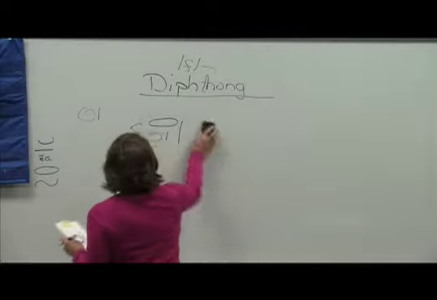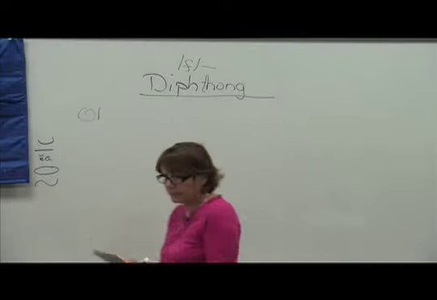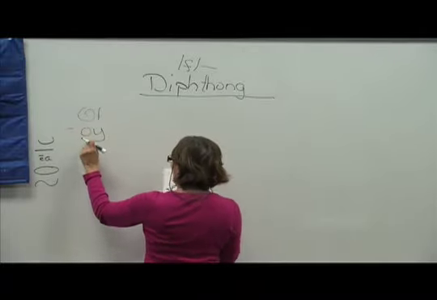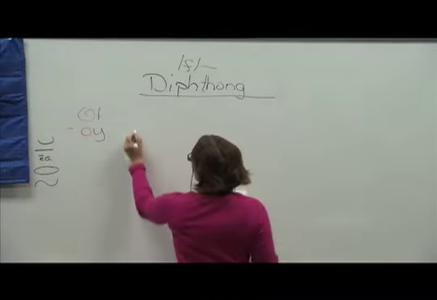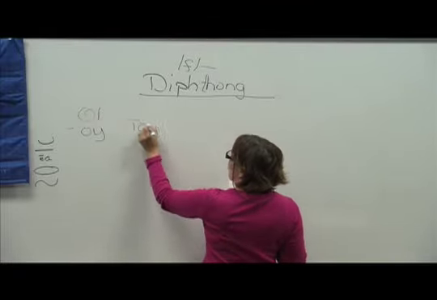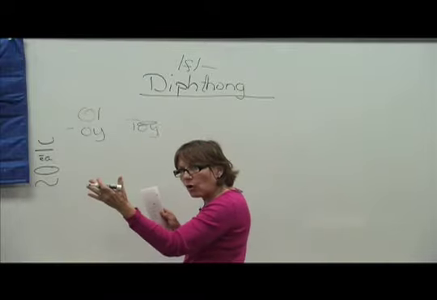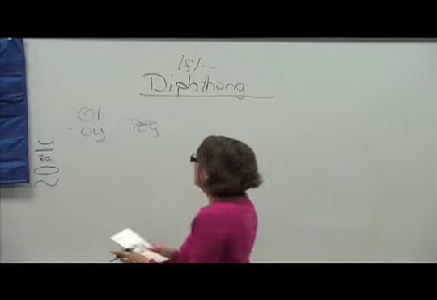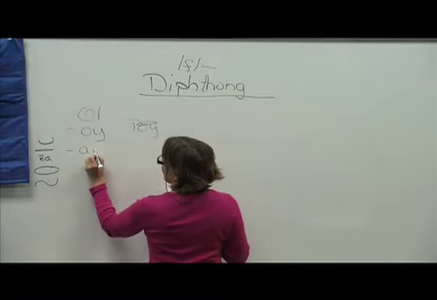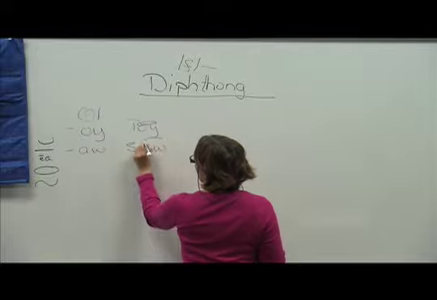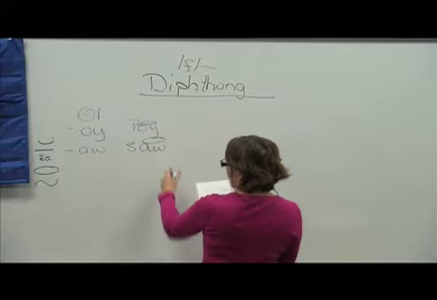Okay? All right. So there's OI. There's OY. What do we know about OY? We know that it comes at the end of a word. Toy. So that's the sound, oi. It's not a long O, it's not the Y, it's its own unique sound. Decoy, toy. Here's another one. AW means it comes at the end of the word, like the word saw. And there's the diacritical mark for it.